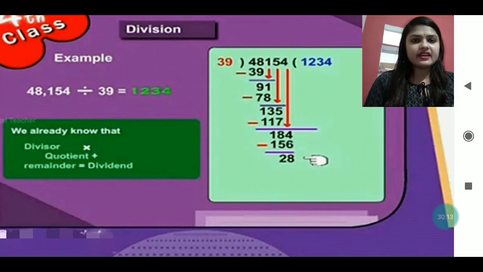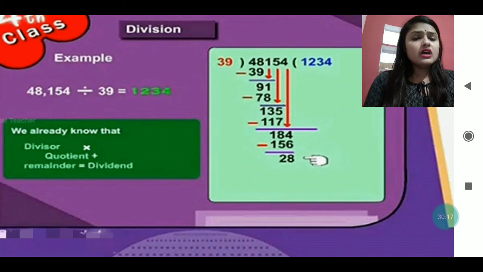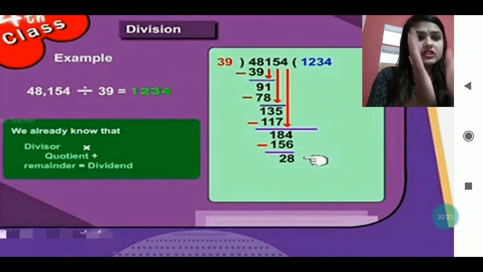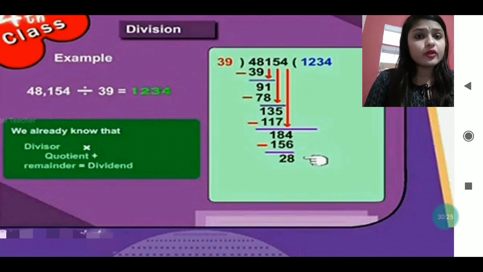In this question, my dear, this is also one of the questions related to division only. Here also, we have to divide a 5-digit number by a 2-digit number. So you can see how the division process is done. We have to read the table of 39 here.